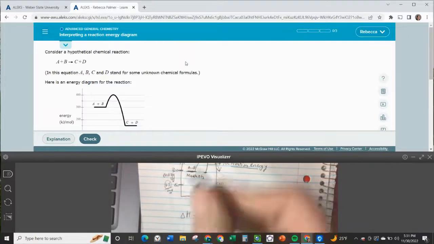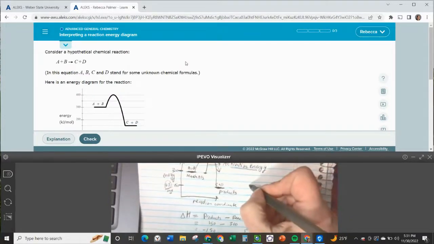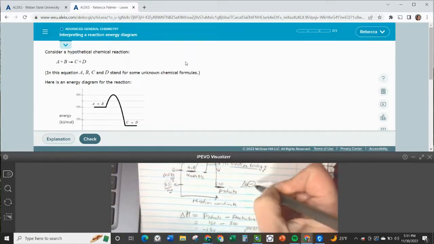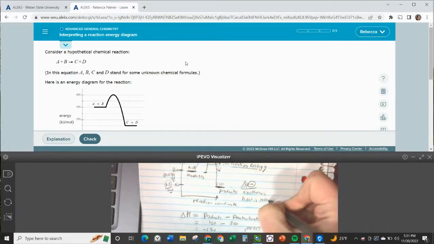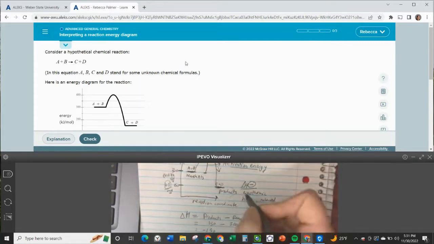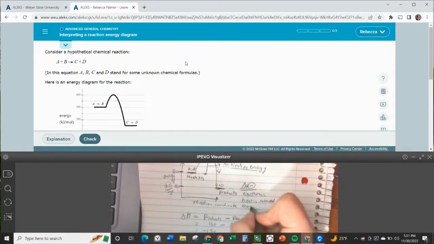All right, so if our graph looks like this and our products are lower than the reactants, we are going to get a negative heat of reaction. If delta H is negative, then that's going to be called exothermic. Heat is released. So I like to think of this as energy is exiting. We have negative energy. Energy exits.